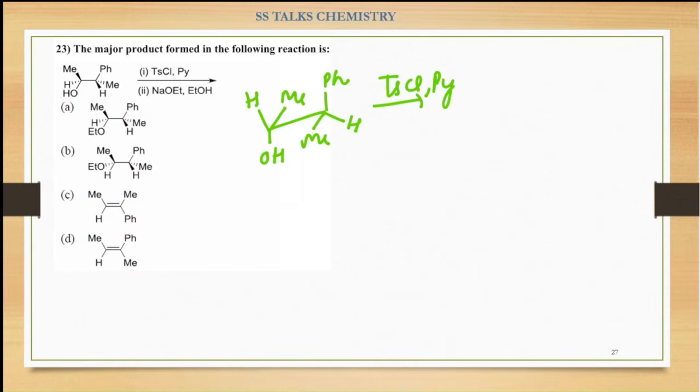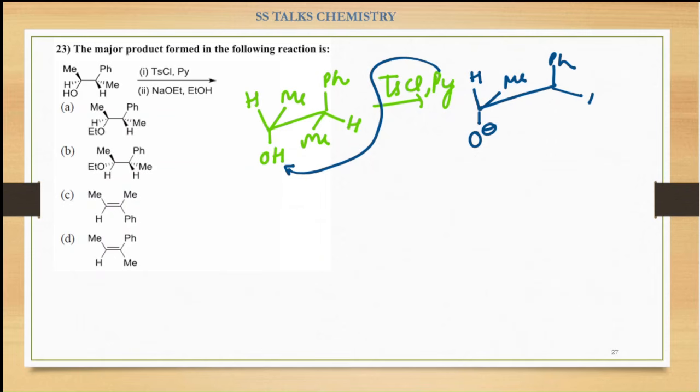So pyridine is basically your base. Its role is to abstract the acidic proton. So this pyridine will abstract the proton from this OH end. We will get the formation of this species. Here the methyl group, hydrogen, and this O negative will be formed. Here you have this OH and this H and this methyl group will be present.